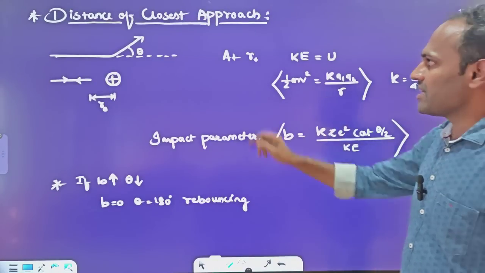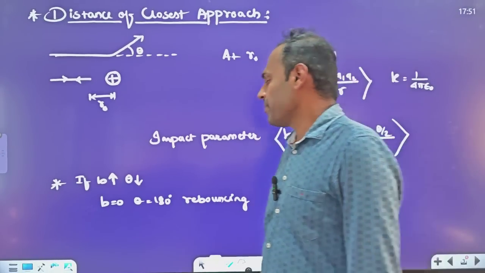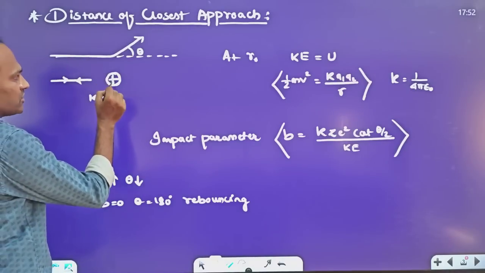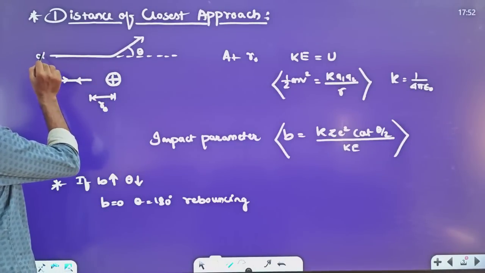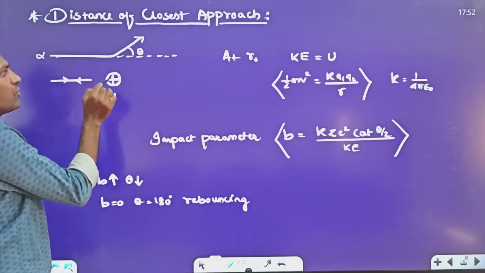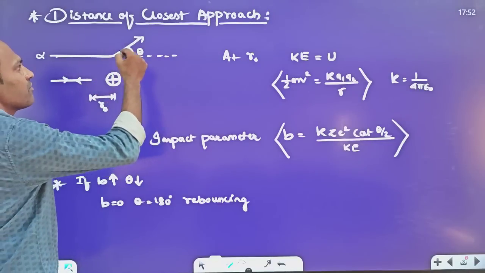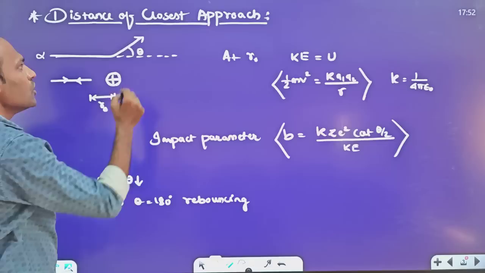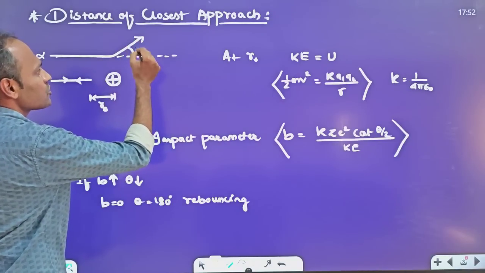Next, distance of closest approach. See, if this is a positively charged nucleus, and an alpha particle is passing through this, as it comes close to the nucleus, it will experience a repulsive force and it will get repelled, right? It will get deviated from its original path. So how much angle it has deviated, this is called scattering angle.